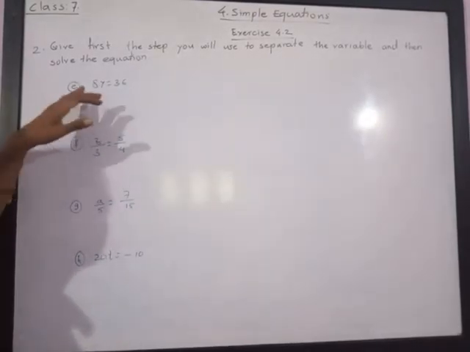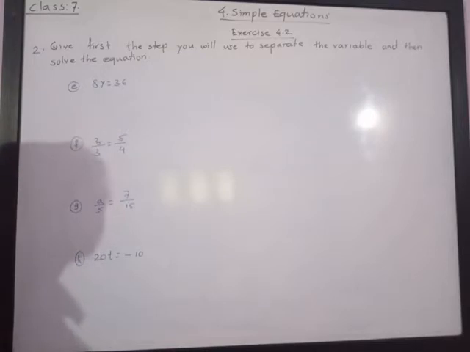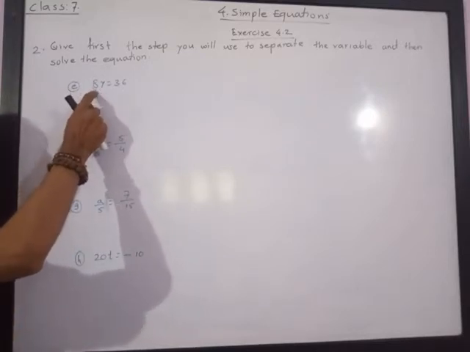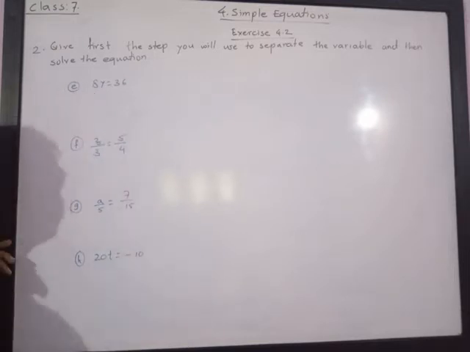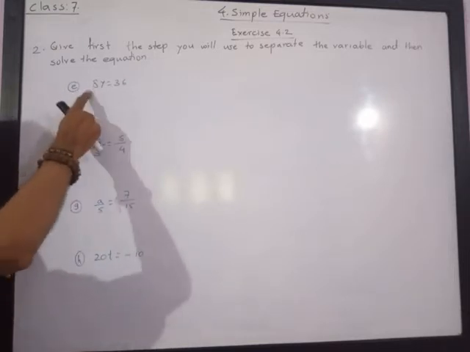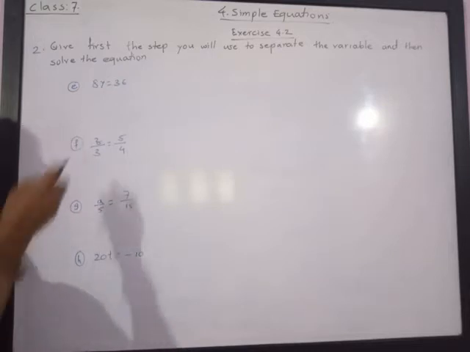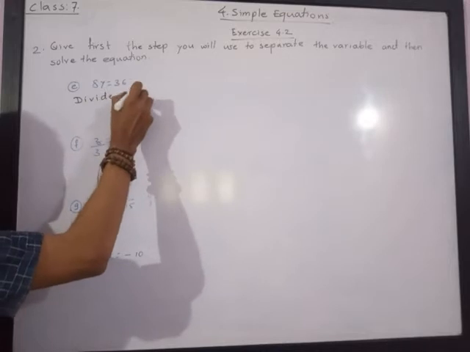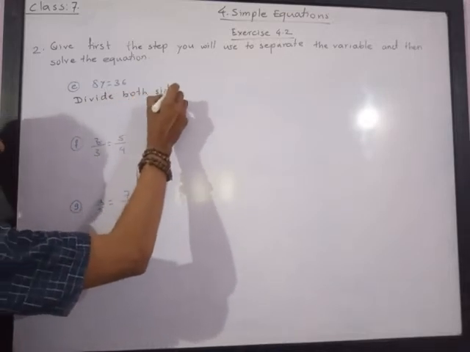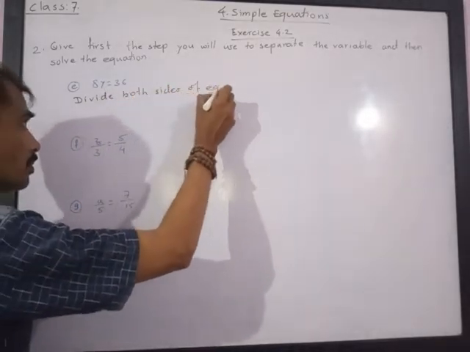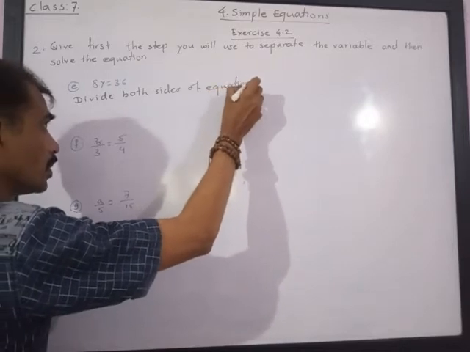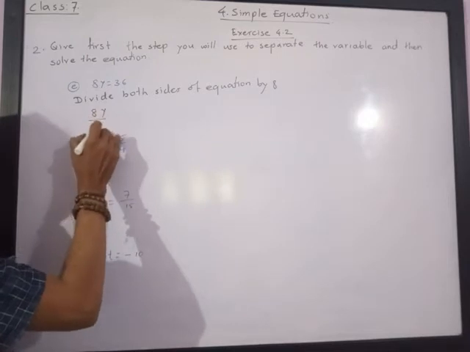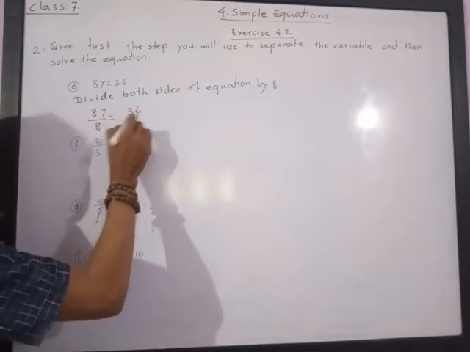Dear friends, next problem is 8y is equal to 36. Please note here 8 is multiplied to y. So in order to eliminate 8, we do the opposite operation with the same number. So divide both sides of the equation by 8. So we will get 8y upon 8 is equal to 36 upon 8.